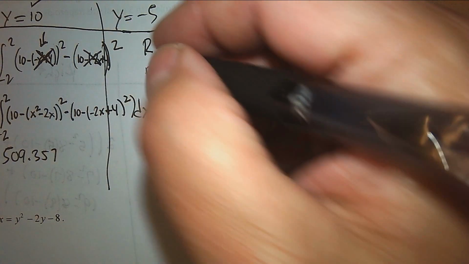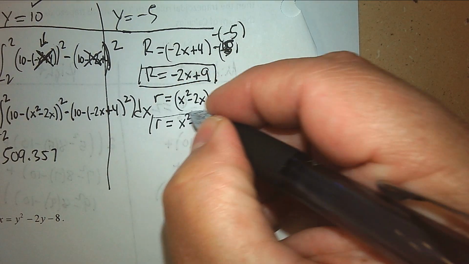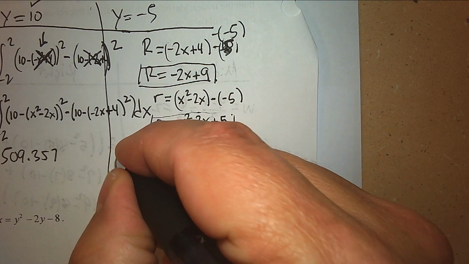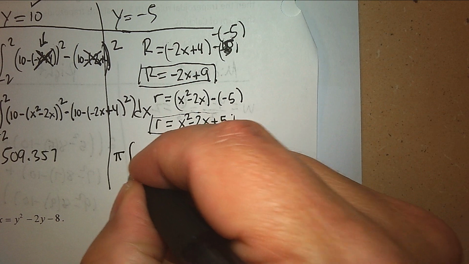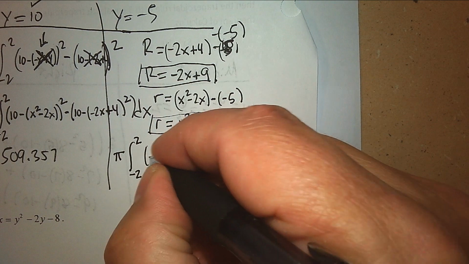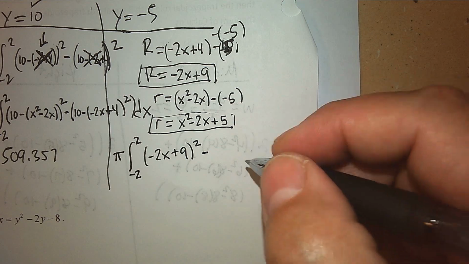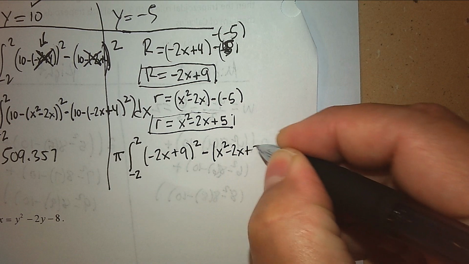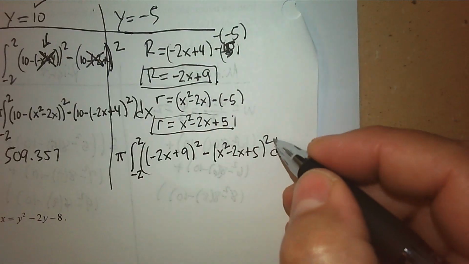Now I'm ready. I have the big radius. I have the small radius. I'm going to remind you of the template again. It's pi. We integrate. In this case, we're integrating from -2 to +2. We start with the big radius, which is -2x plus 9 squared minus the small circle, which is x squared minus 2x plus 5 squared dx. All right, put this in your calculator and get the volume.